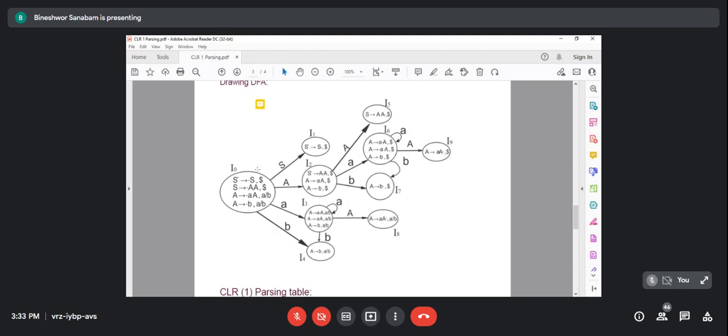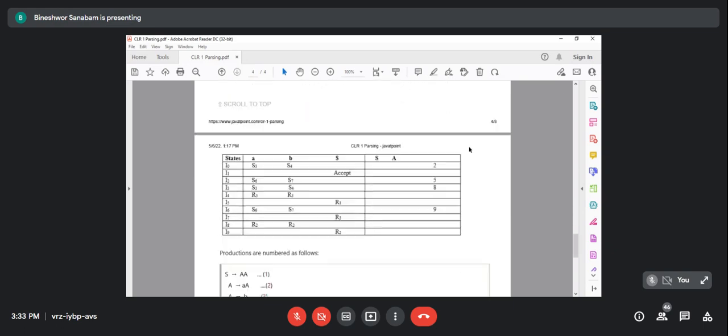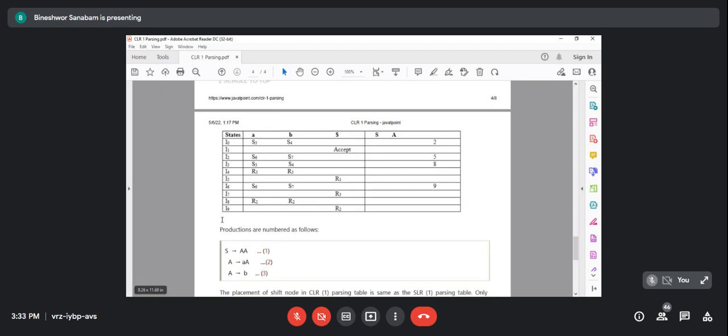So here we have I0, I1, I2 till I9, so we have 10 states. Considering that diagram and the production S numbered like this, you can construct the parsing table like this, where this will be your state, and everything with shift and go to will be the same. Everything with shift and go to will be the same.